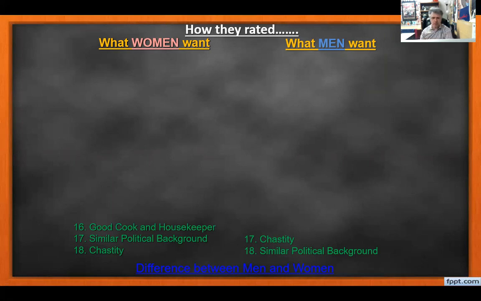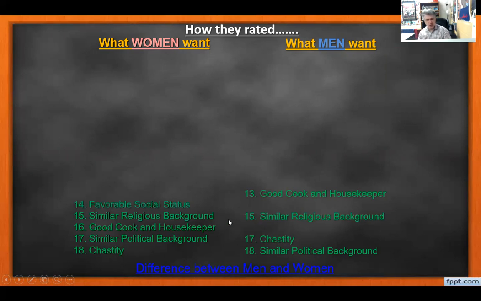Good cook and housekeeper, women put that at 16, as that's what they expected of their partner. Men put that a little bit higher. You're still in the bottom 6, but they did put that a little bit higher. Similar religious background, women put that at 15, men also put it at 15. Favorable social status, women put that at 14, men also at 14. And when it came to good looks, women put it at 13, and men, higher. Now, it's not in the top third, it's still a little bit higher, but it's not way up here.